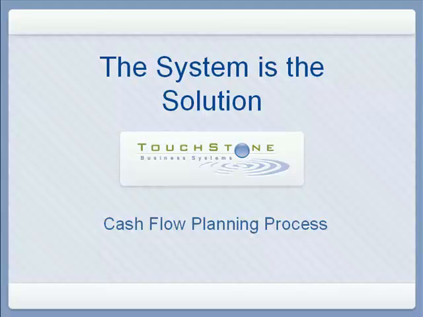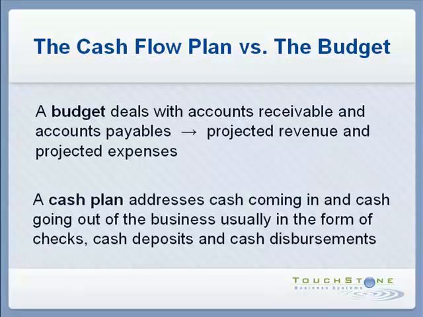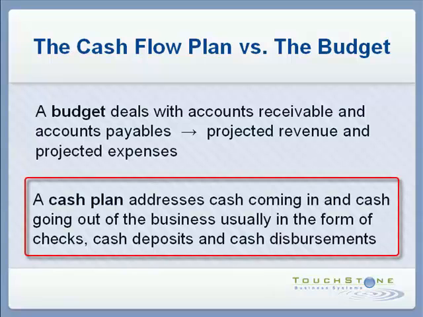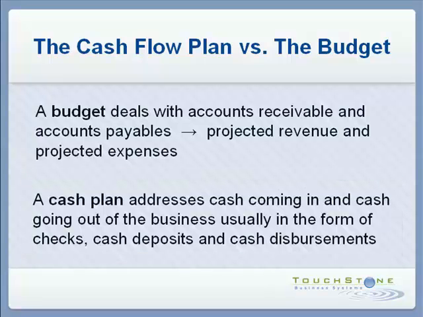But if your business is cash strapped, having a cash plan will give you a sense of control and help to guide you through the difficult period. A cash flow plan is different than a budget. A budget deals with accounts receivable and accounts payable, projected revenue and projected expenses. A cash plan addresses cash coming in and going out of the business, usually in the form of checks, cash deposits, and cash disbursements. Many accounting programs have a cash management module.